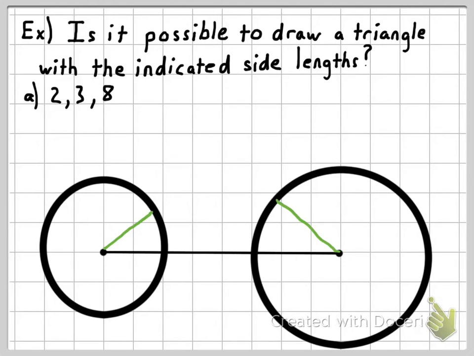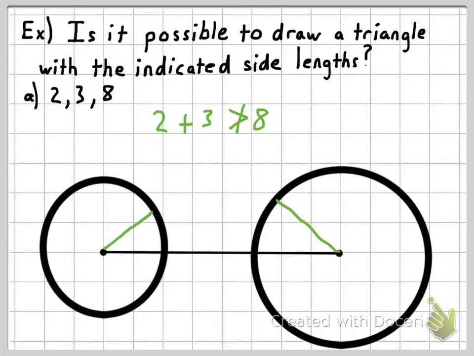And so why is it that these 3 numbers don't form a triangle? What is it about them that I could have known ahead of time it wouldn't be possible to make a triangle? Well, it's the fact that 2 plus 3 is not greater than 8.